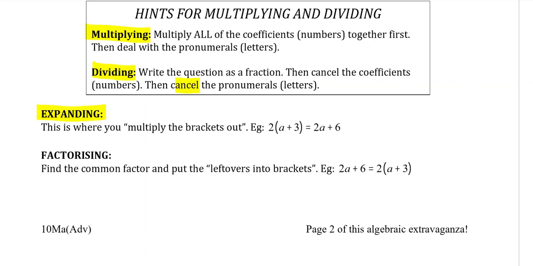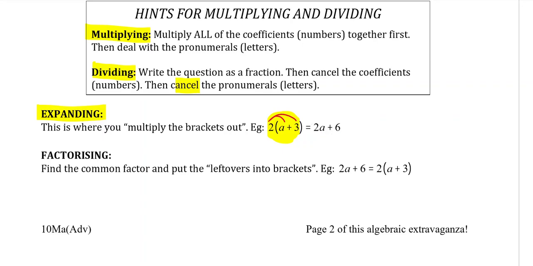Expanding means getting rid of the brackets. There's a little example here. We have 2 bracket a plus 3. To expand it out, the 2 has to multiply by each thing inside the bracket. So 2 times a makes 2a. Then we plus 2 times 3, which is 6.